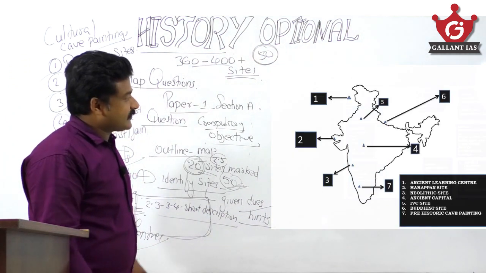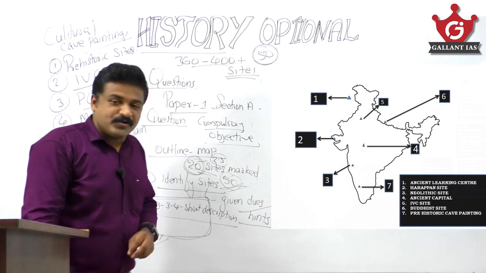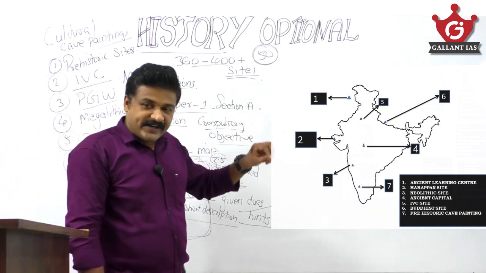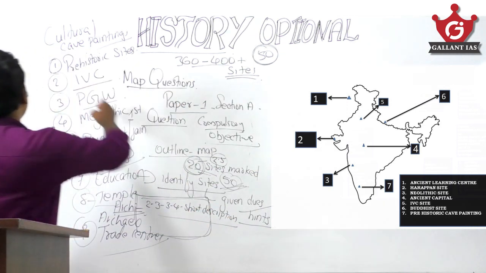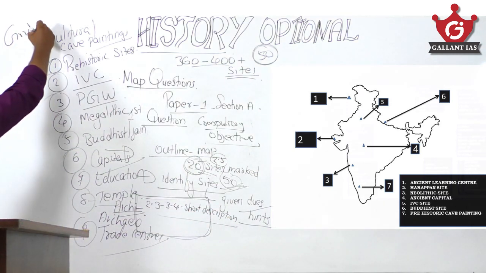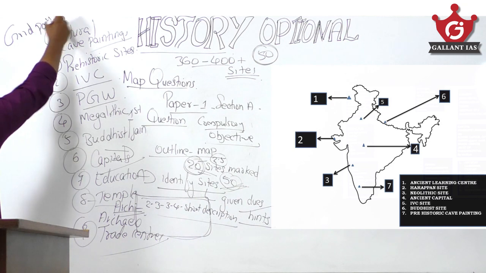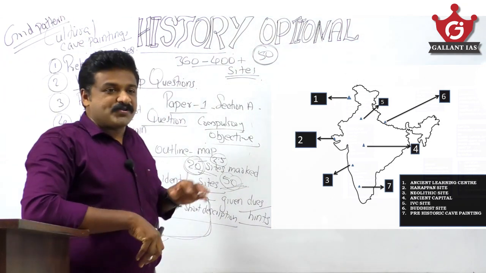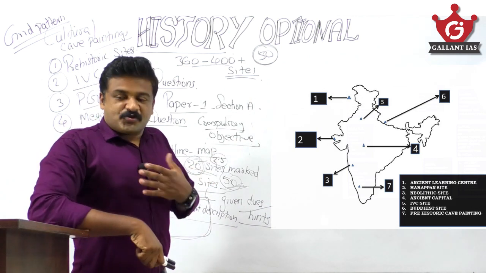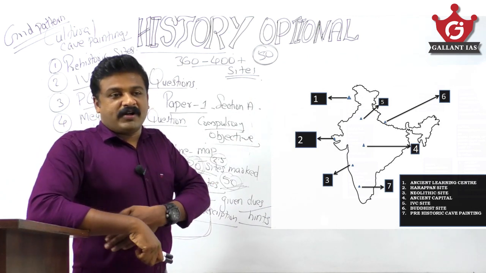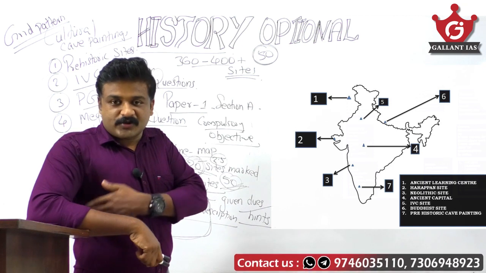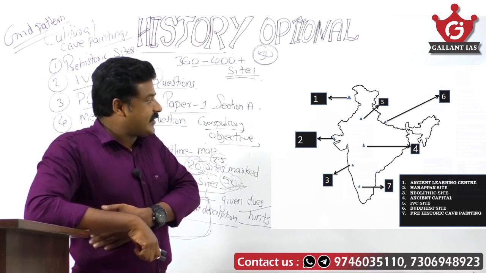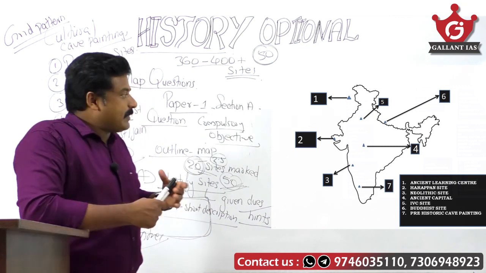Now, here I have given you 6 sites and you have to identify them, for which you can apply the grid pattern. It is one of the easiest methods of solving a map on an outline map. History optional students, and not only history optional, if you really wish to score well in your history answers in GS1 also, you must practice drawing the outline map of India.